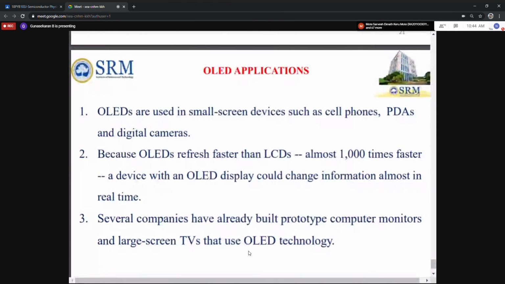Yes, sir. Yes. So now you tell me whether there are any doubts here more on OLEDs.